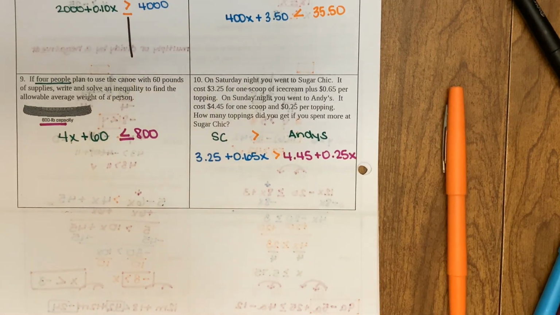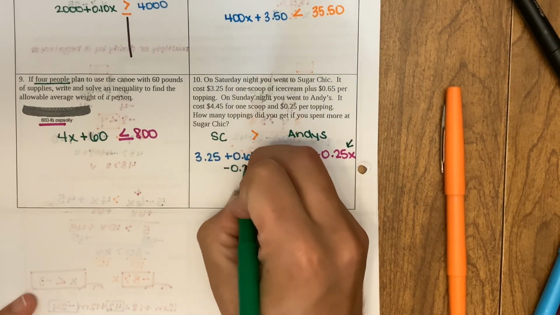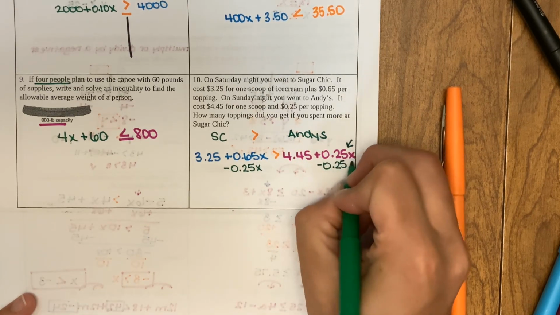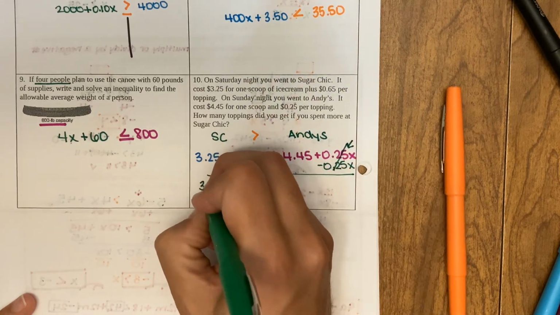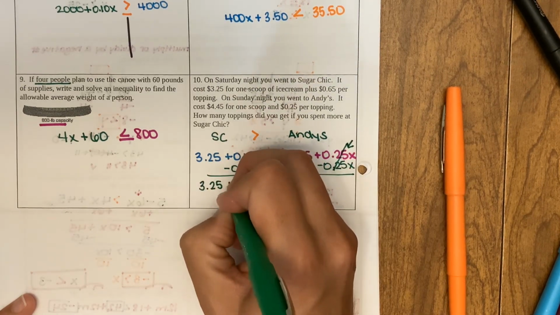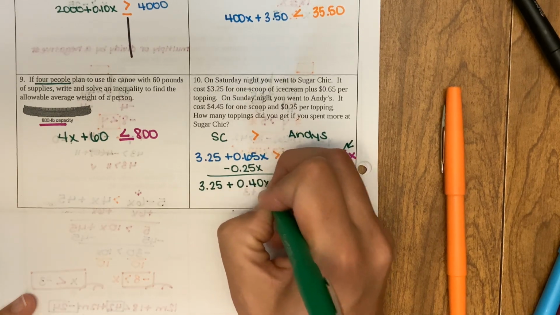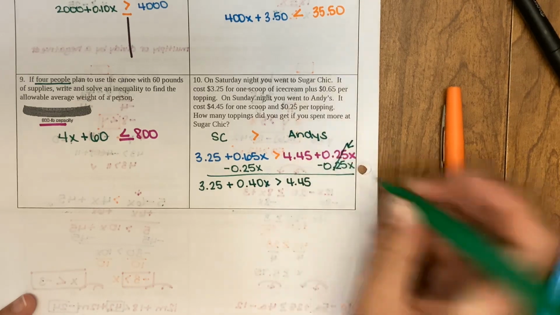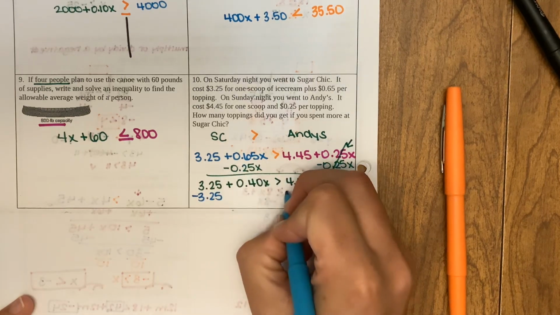Remember, on these, I would always pick your smaller variable. My smaller variable is over here at Andy's, so I would subtract my 0.25x. Remember, the reason we do this is so we don't have to work with that negative variable, and we don't have to remember the rule. 3.25 plus 0.40x is greater than 4.45. I'm going to subtract my $3.25.